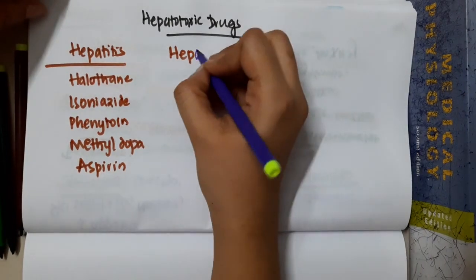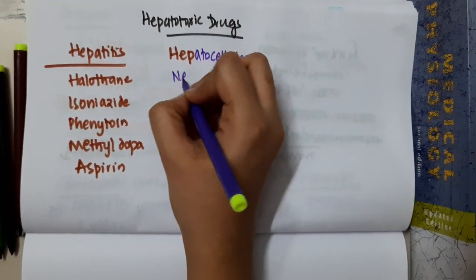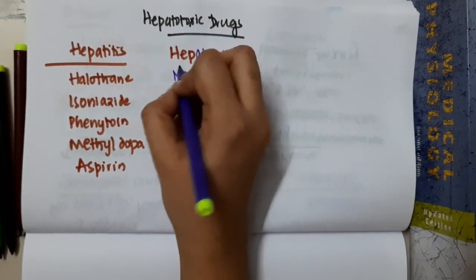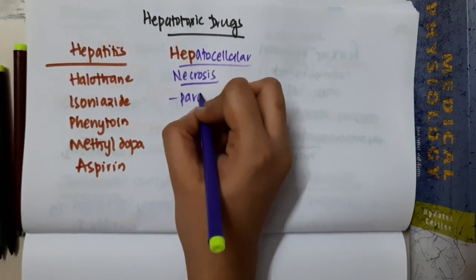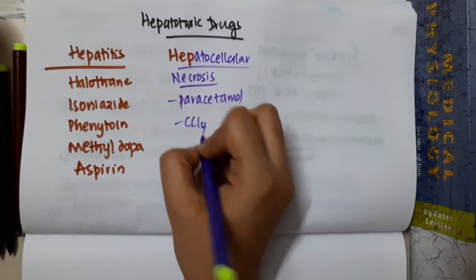Then what are the drugs which cause hepatocellular necrosis? These include paracetamol and carbon tetrachloride.